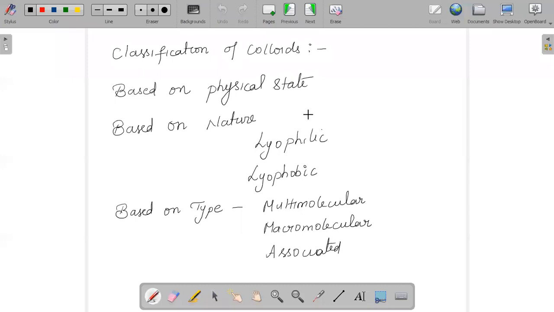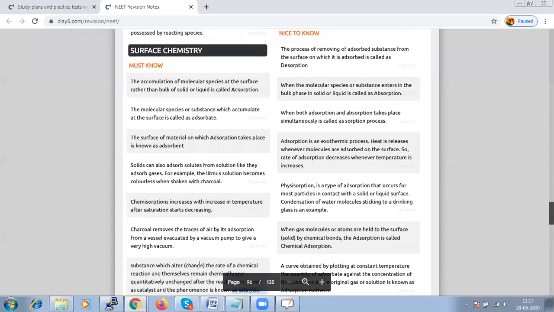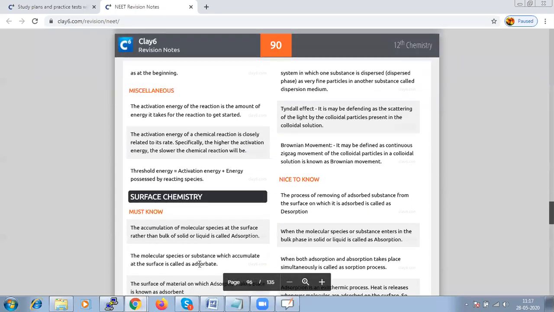When we talk about colloids, colloids are classified based on two concepts. One we say is based on nature, and the second is based on type. Before that, let us say that a colloid is nothing but a heterogeneous system in which one substance is dispersed as very fine particles in another substance, that we call the dispersion medium.